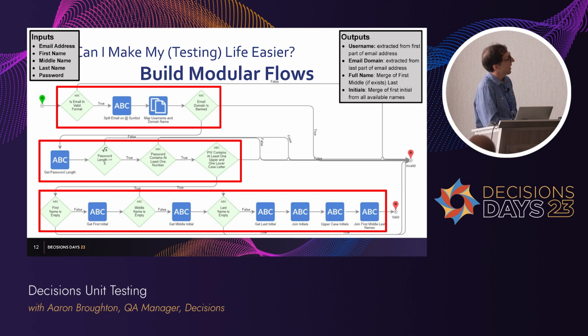It takes in 5 pieces of data: an email address, a first name, a middle name, a last name, and a password. In this scenario, this is a flow that is doing some processing logic for a new user creation process, and it's going to extract some data that it's received and validate some data. So it's going to output a username, which is extracted from the first part of the email address. So it's going to chop off the email, everything before the @ symbol, and say this is their username. It's also going to output the email domain, so everything after the @ symbol.